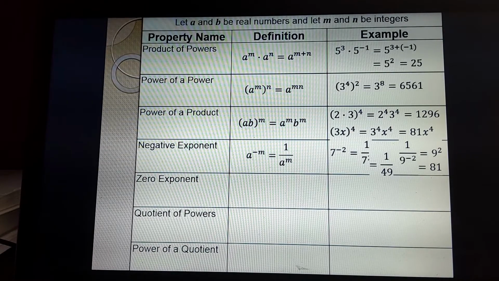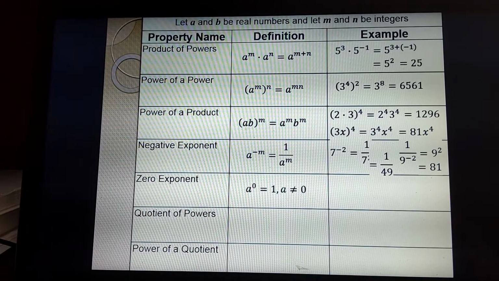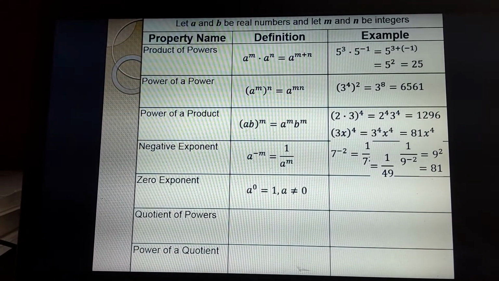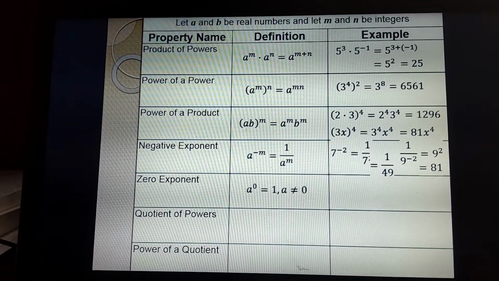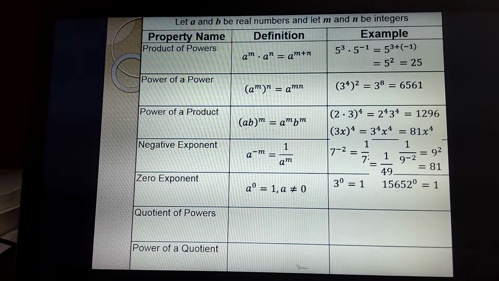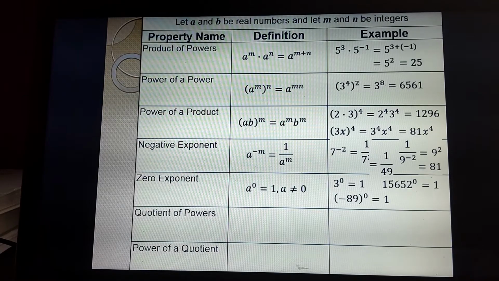Okay, we're going to have 0 exponents. 0 exponents are super easy. Any number to the 0 power is always going to equal 1. Because you don't have any of them. You just have 1. Except for 0. You can't take 0 to the 0 power and get 1. So I could have a whole number like 3 to the 0 power and it's going to equal 1. Or I could have a large number like 15,652 to the 0 power. It's going to equal 1. I could have a negative number like negative 89 to the 0 power and it's going to equal 1.